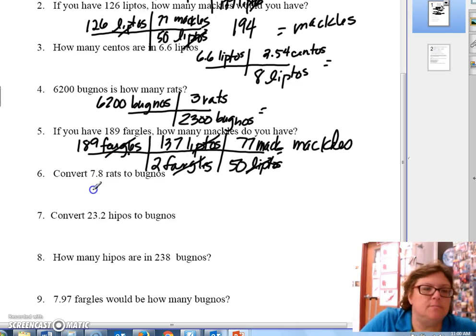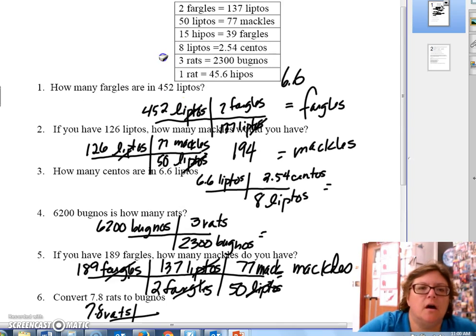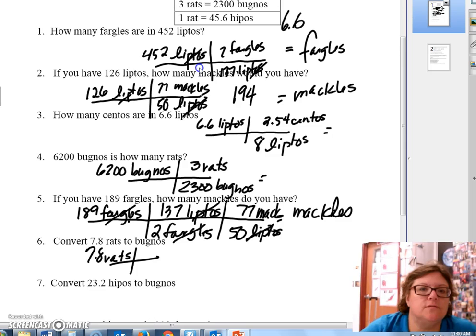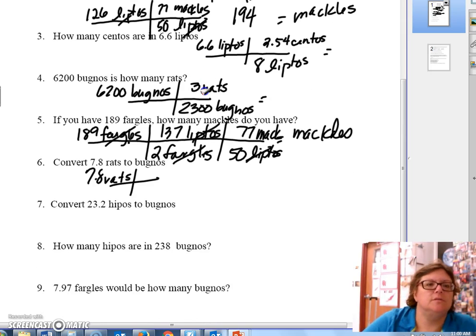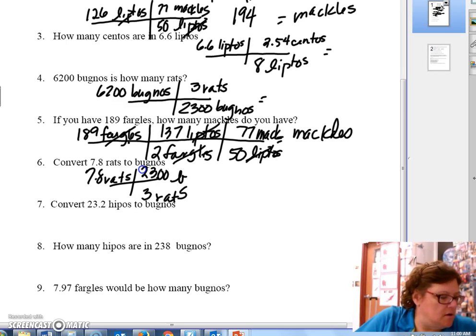Next one, Rats to Bugnose. We have 7.8 Rats. And if we look back up at the top, there are 3 Rats for every 2,300 Bugnose. 3 Rats for 2,300 Bugnose, and Rats will cancel.